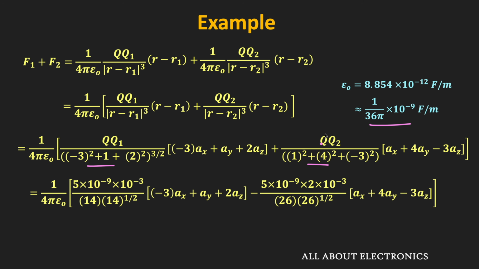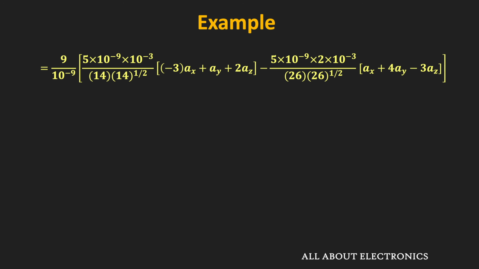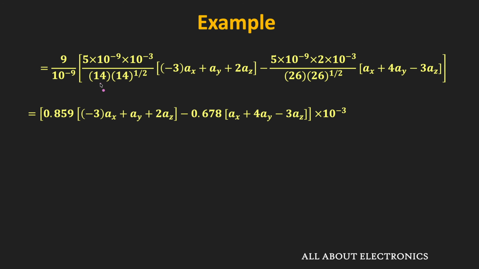So if we put the value of this epsilon naught as 1 divided by 36 pi times 10 to the power minus 9, then we will get this 9 divided by 10 to the power minus 9. So over here, this 10 to the power minus 9 will get cancelled out. So now, if we further simplify it, then this 9 times this term is equal to 0.859. And likewise, this 9 times this term is equal to 0.678.